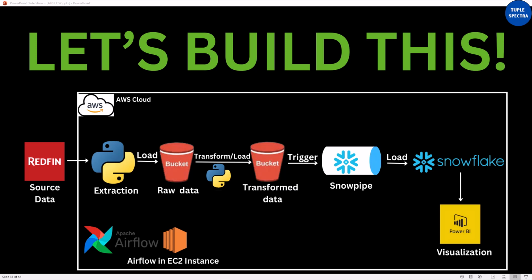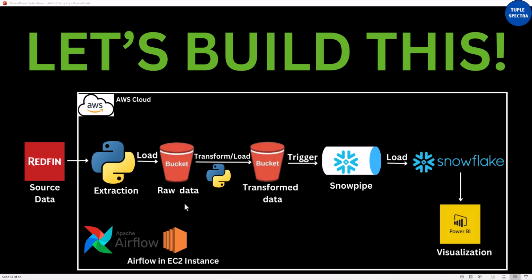Hello everyone. In part 1 of this series, I showed you how to connect to the Redfin data source, where we extracted real estate data, got the raw file, and loaded that into S3 buckets, which is our raw data.